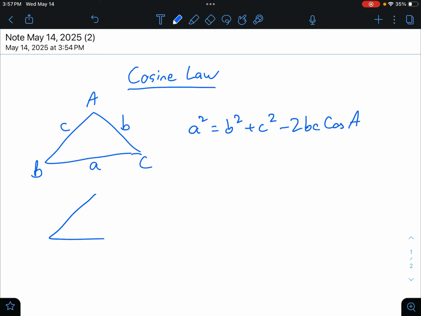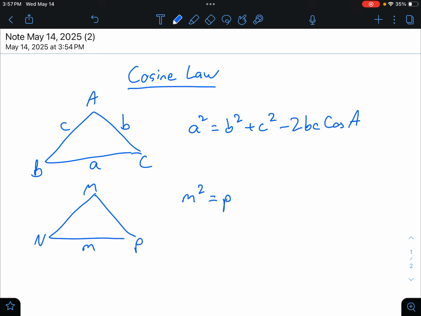Let's call this triangle MNP, and let's say I want to find little m, that side length. Then the formula would look like this. You would write m squared, that's the one I want, equals the square of the other two sides, whatever they might be. So it'd be p squared plus n squared. Then it's minus 2 times the other two sides again, p, n. And then it's cos of whatever angle matches the very first letter of the formula. So this time it would be cos m.